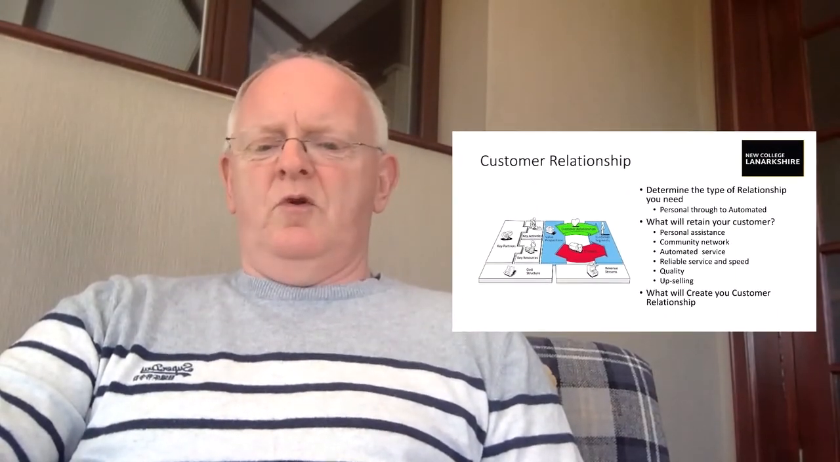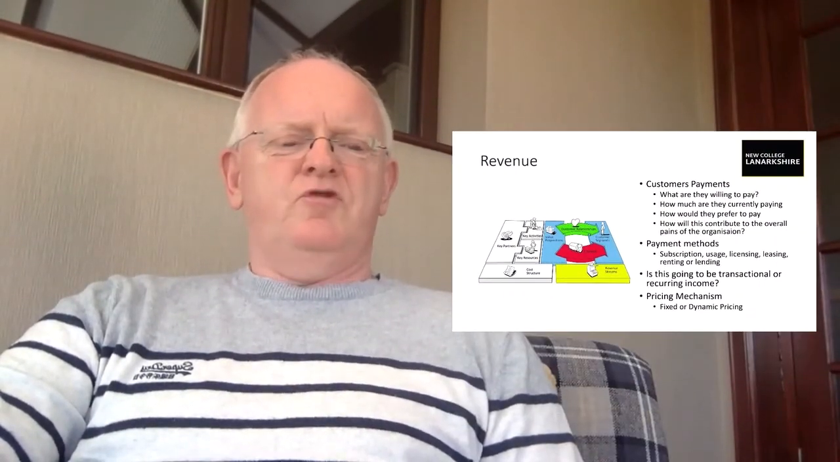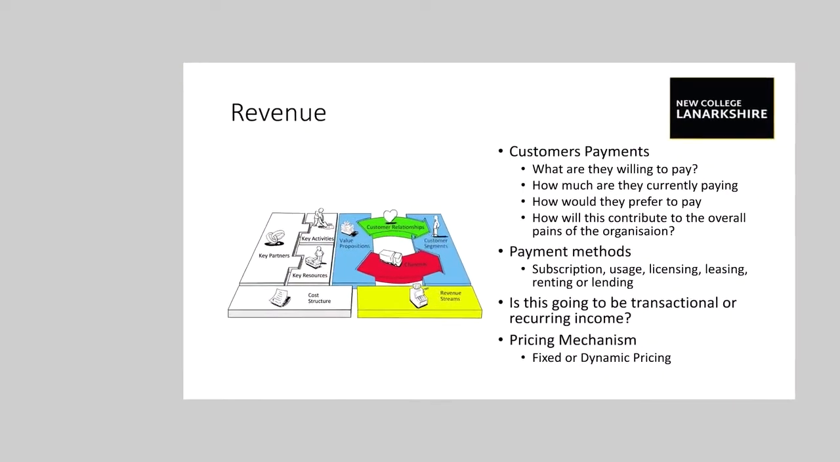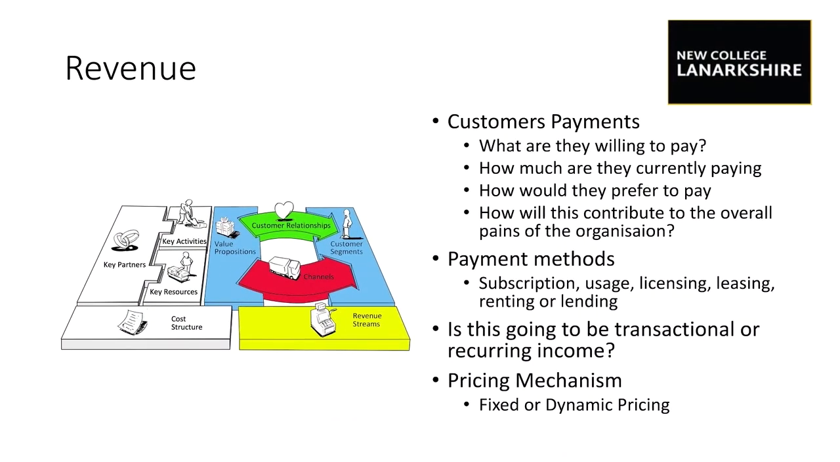The last section we're going to look at now is revenue streams. Customer payments. If you've got a product and a service, what are they willing to pay? At the end of the day, they'll either pay for a service that is of quality, or else they're looking for a service that is cheap and cheerful. You need to understand what your customers are looking for and what they're willing to pay for the product that you're developing. And then you need to decide how they would prefer to pay.